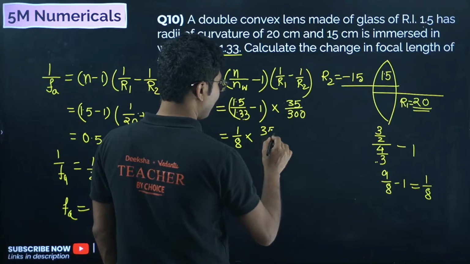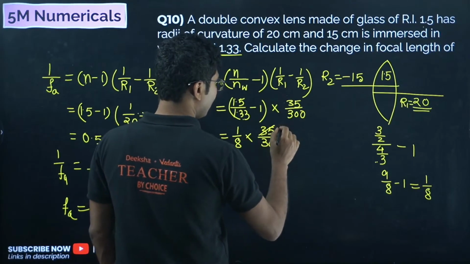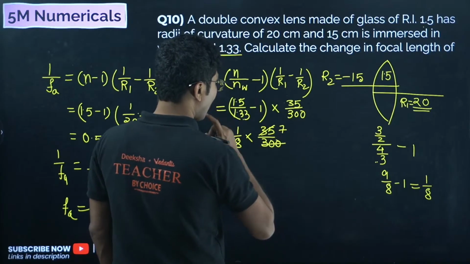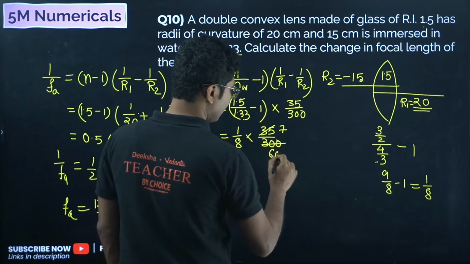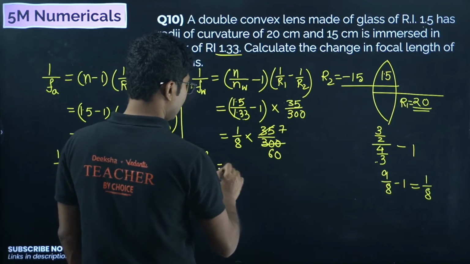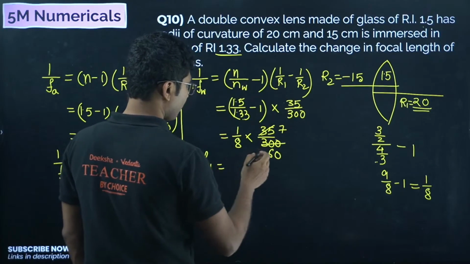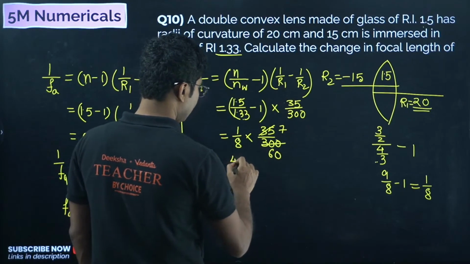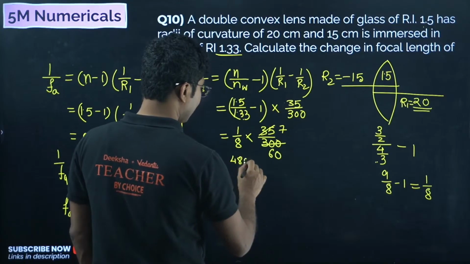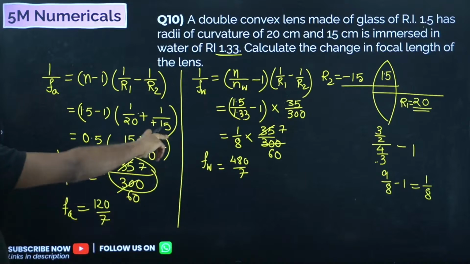So 35 by 300, it will be cancelled, 7 by 60. So we get F water will be 60 into 8, which is 480 divided by 7. So this is the final focal length. This is the initial focal length, this is the final focal length.